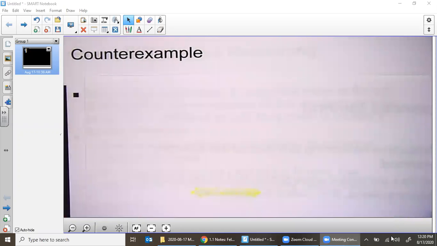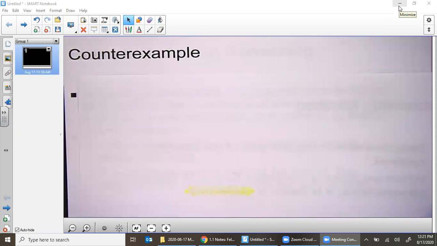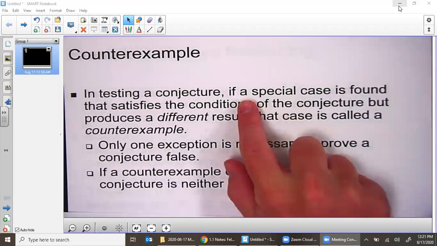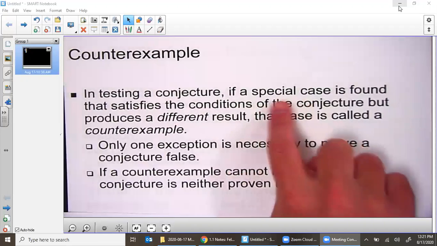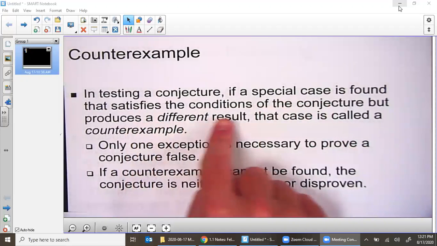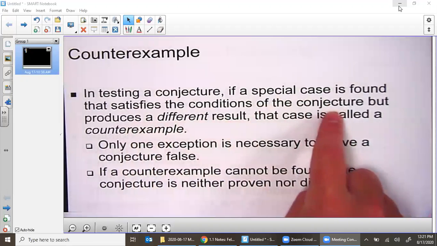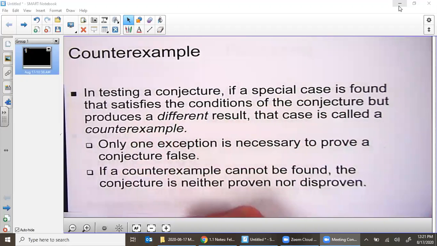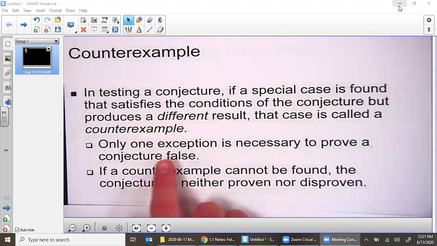Okay, so what do you guys think a counterexample would be? Something that doesn't work. Yeah, or something that proves that something else is wrong. Okay. So basically, that's what all this little paragraph says right here. If a special case is found that satisfies the conditions of the conjecture or the prediction, but it produces a different result, so basically meaning it's not true, that case would be called a counterexample. Okay. And then it only takes one of those to prove that something's false.